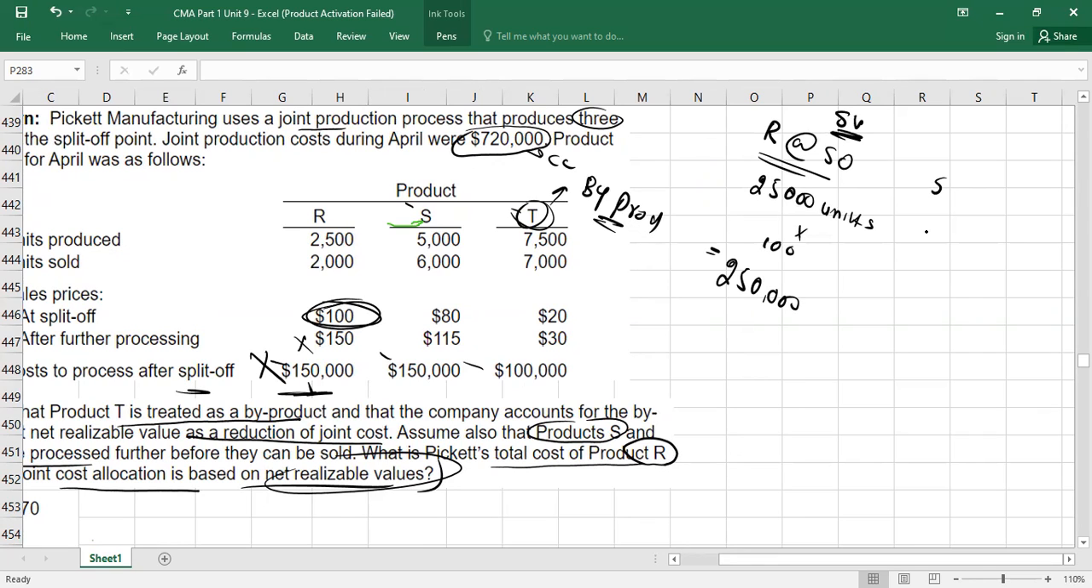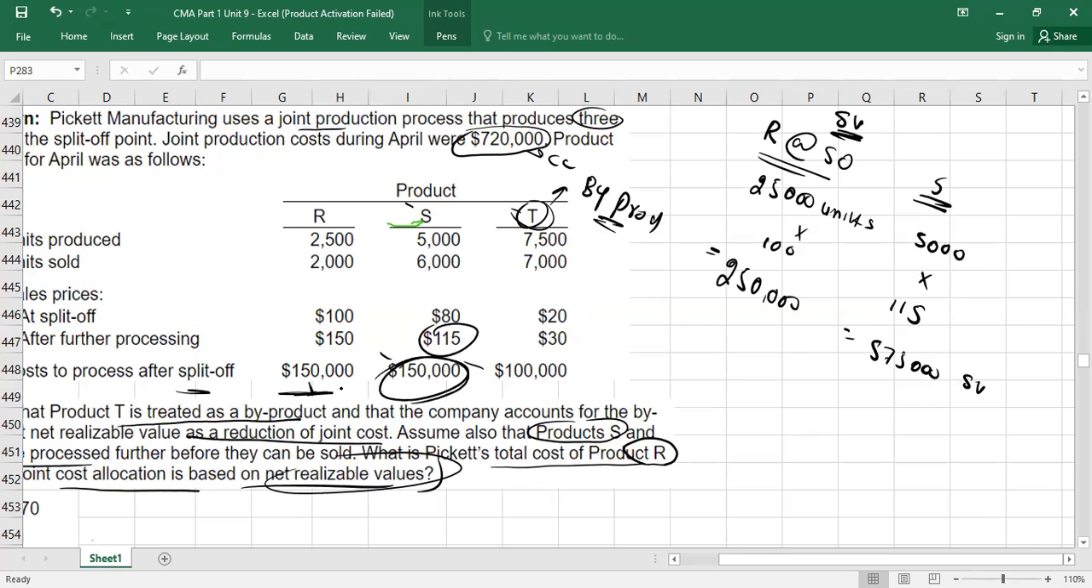S you are going to process further. Right or wrong? For the product S, how many units are there? 5,000. Multiply which value I should use? I should use 115 because it is going to process further. I multiply with 115. How much you will get? Can you tell me, guys? 575,000. This is sale value after processing further, right? But you will incur also which cost? Further processing cost. We are dealing with S, right? So I'll deduct here further processing cost because I need NRV.